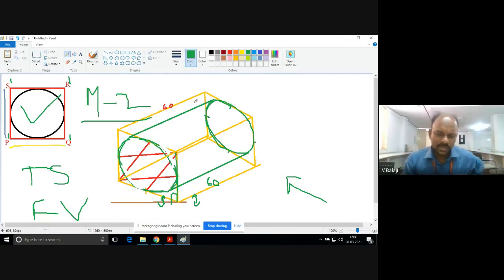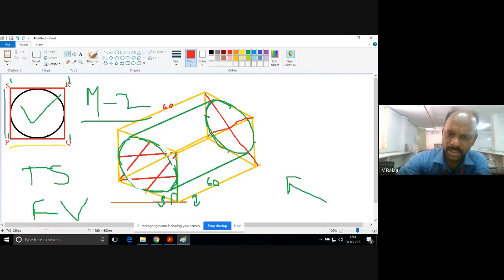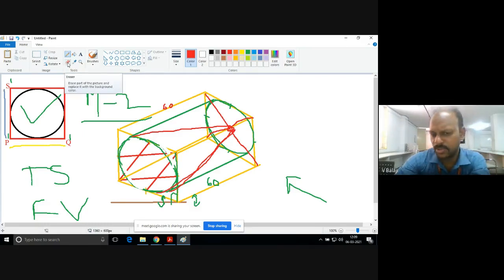Suppose instead of a cylinder, if it is a cone, can you solve the problem? Simple, right? You don't need to create one more ellipse here. Simply take the diagonals and join them. Find the apex point. Simply join the base ellipse directly like this. That is going to be your cone.